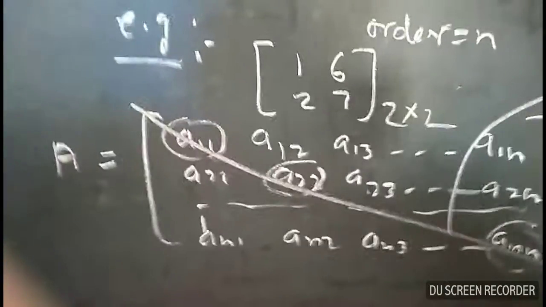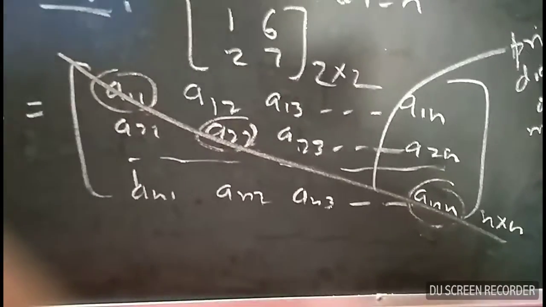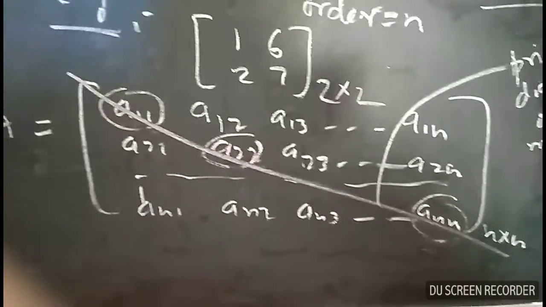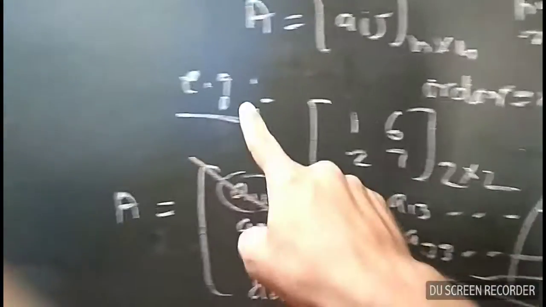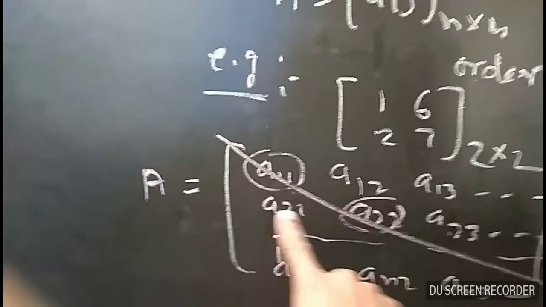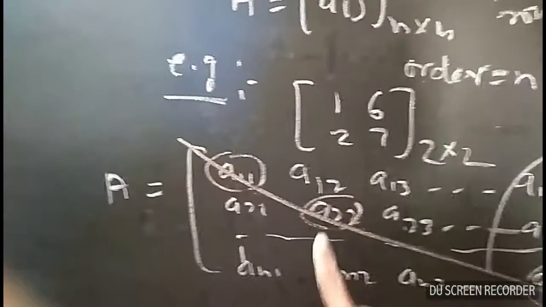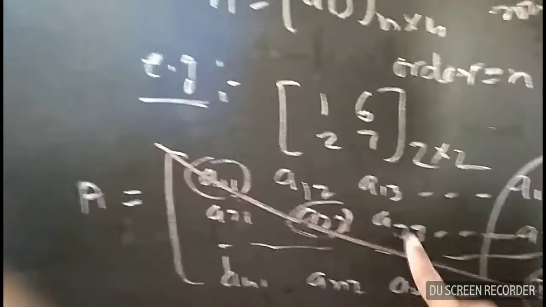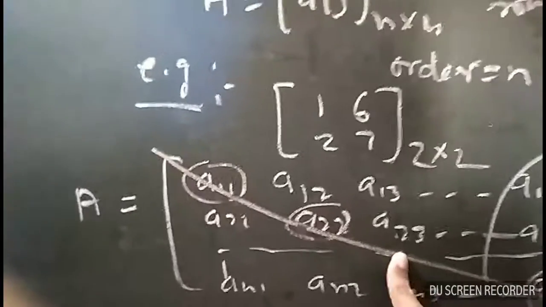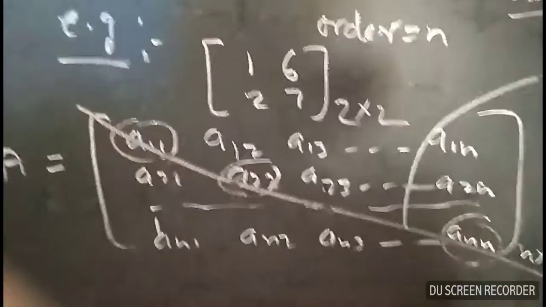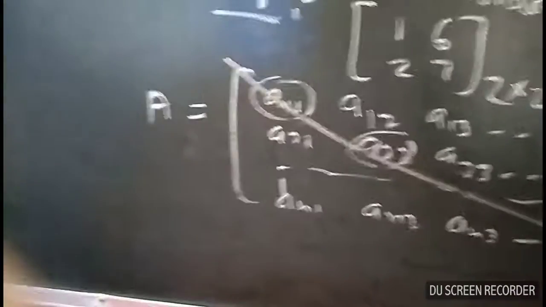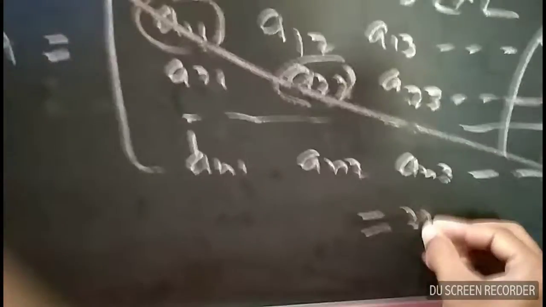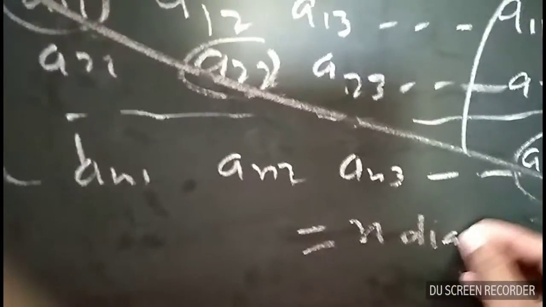Now we see that in a square matrix of order n cross n, how many diagonal elements are there? Here we see that in the first row and first column there is only one element, in the second row and second column there is only one element, in the third row and third column there is only one element. Similarly, all the rows and columns contain one diagonal element. Hence it is clear that in an n cross n square matrix there are n diagonal elements.